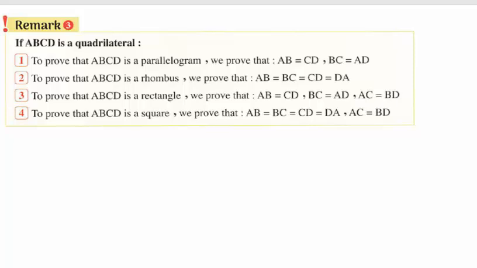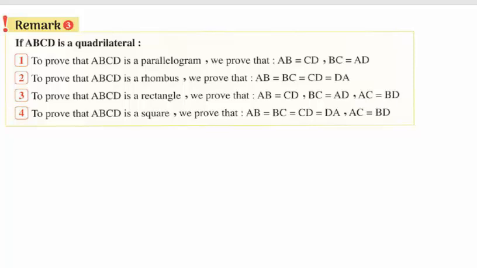In this remark, it is helping you to prove things about a quadrilateral, which, as we studied before, has 4 sides. How to prove that this quadrilateral is a parallelogram? In a parallelogram, each two opposite sides are equal in length. So to prove that ABCD is a parallelogram, I will prove that AB equals CD and AD equals BC. What about proving that ABCD is a rhombus?